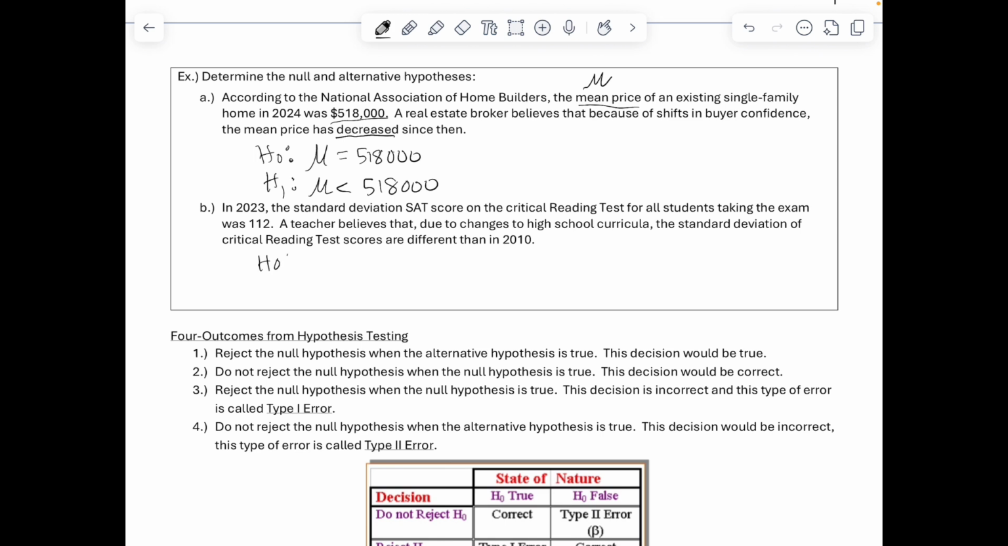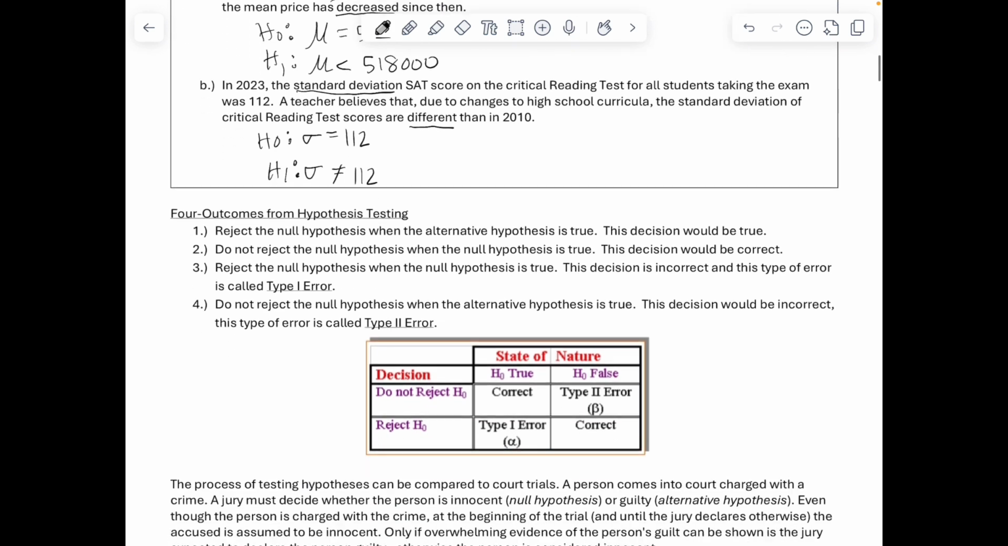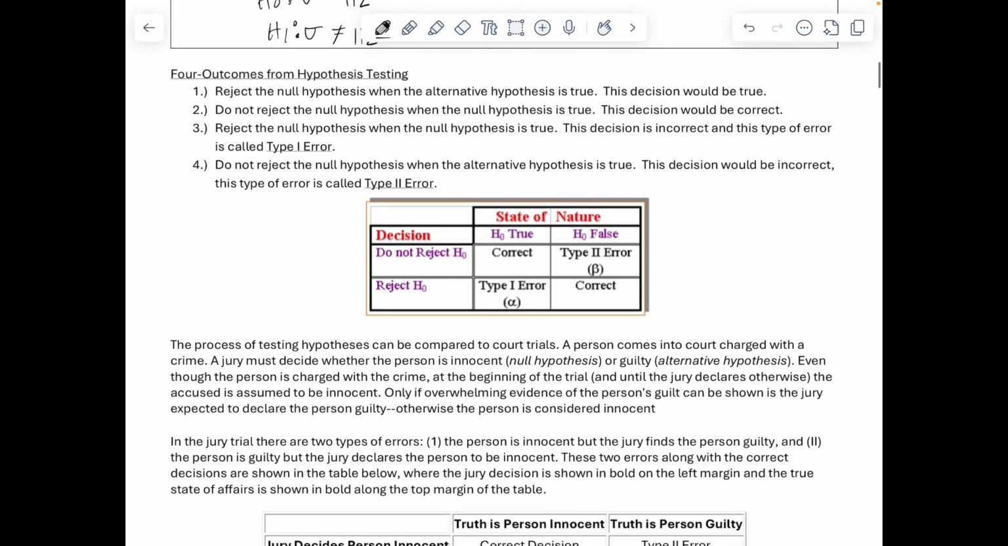So we're going to go ahead and write down H naught and H1. And since we're talking about the standard deviation, we're going to go ahead and put a sigma on both of these. For your null, we are going to have an equal sign. And then it says that they are different than what we had in 2023. So we're going to go ahead and put a not equals to symbol. And the number that we're talking about here is 112. So this is our null and our alternative.